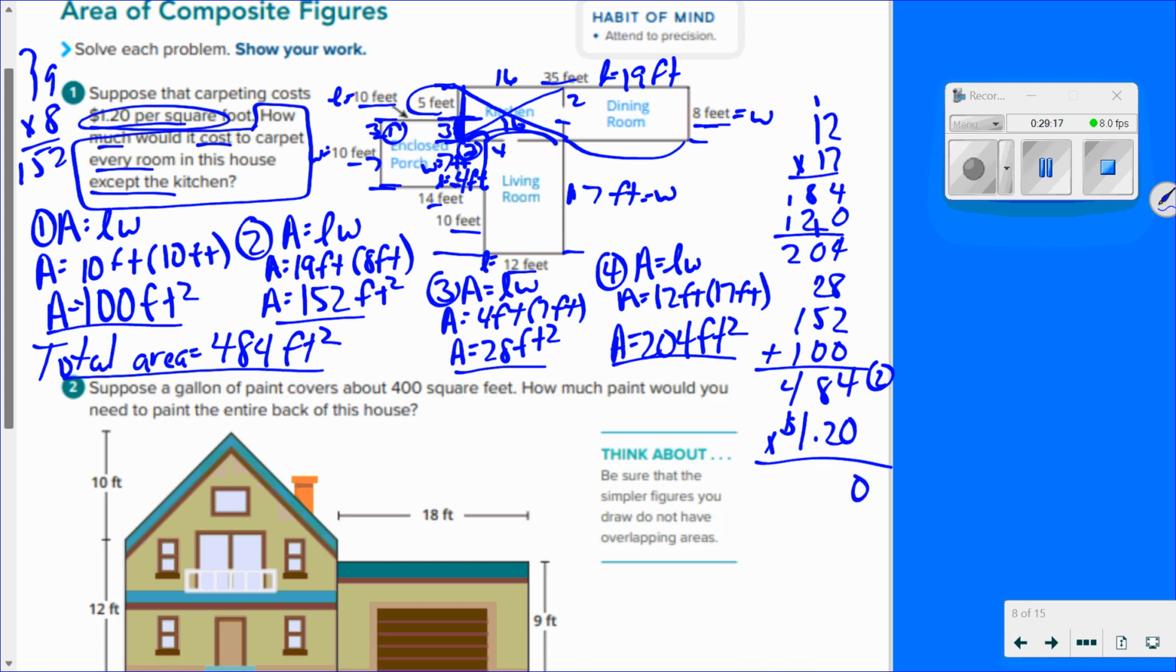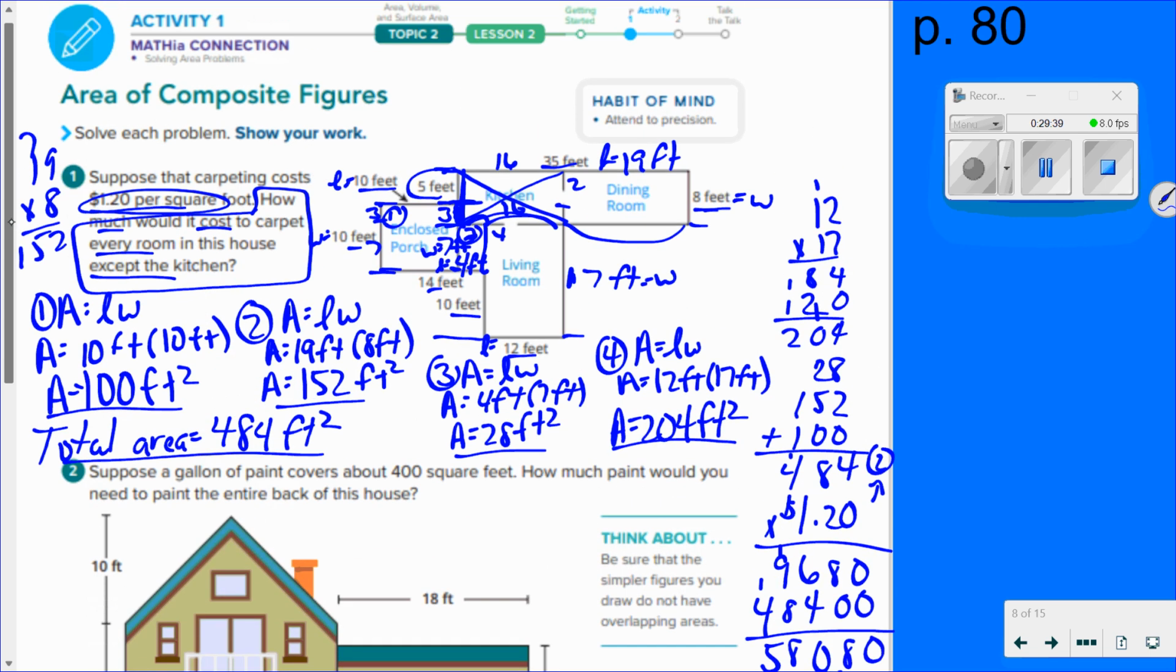Gives me 0. 2 times 4 is 8. 2 times 8 is 16. 2 times 4 is 8 plus 1 is 9. 2 zeros and then 484. Now I add it. 0, 8, 10, 18, 5. I put the 2 decimal places into my answer. So our final answer should have been the total cost.